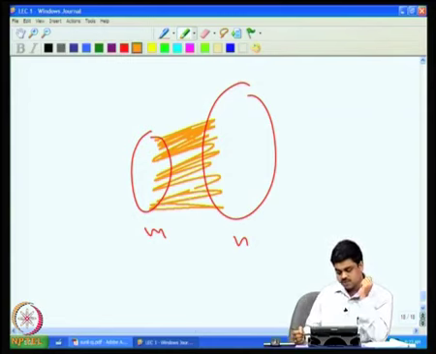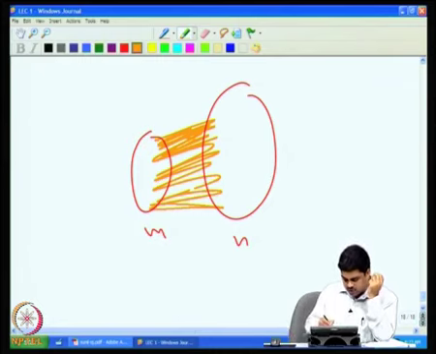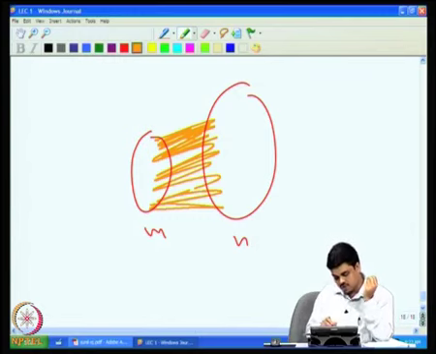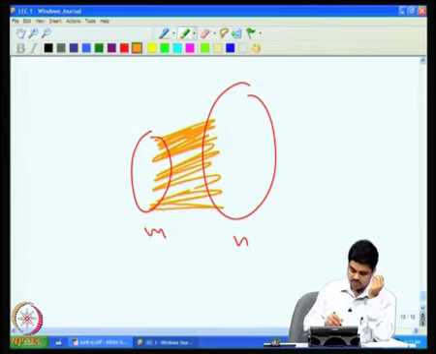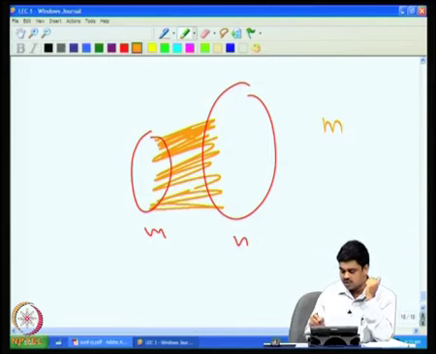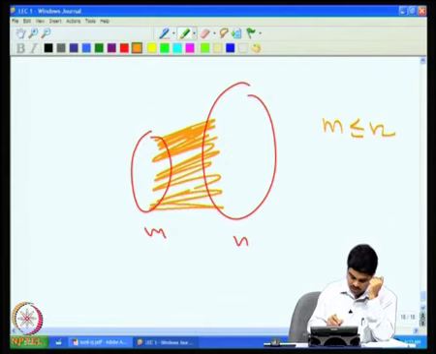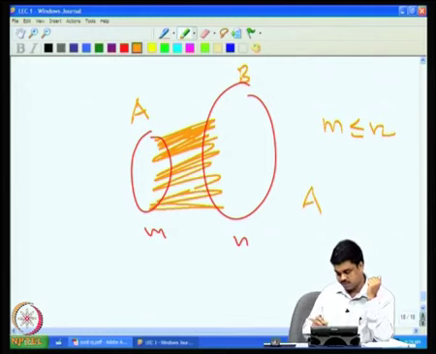So, what is the minimum? If I take all these vertices, then definitely it will cover all these edges, because every edge has at least one endpoint on this side. Or if I take all the vertices from this side, that is also enough. Since we are looking for a minimum vertex cover, we will take the smaller side, if m is less than or equal to n. If this is A and this is B, then A will be a vertex cover, but is it minimum?